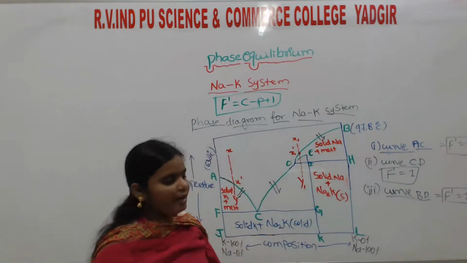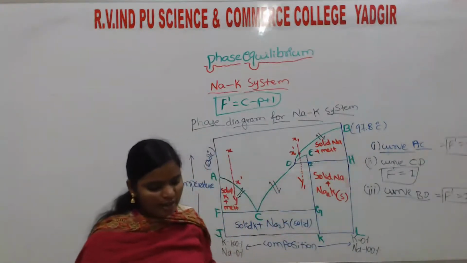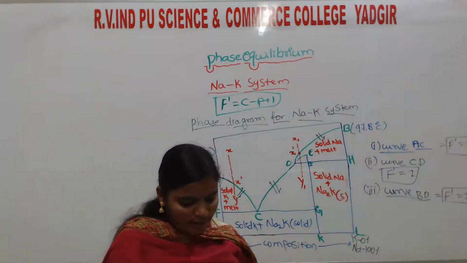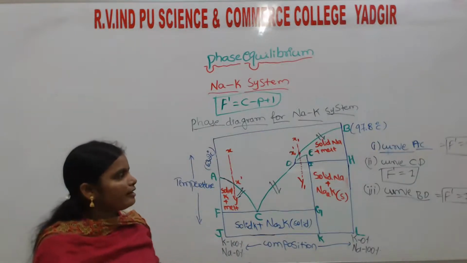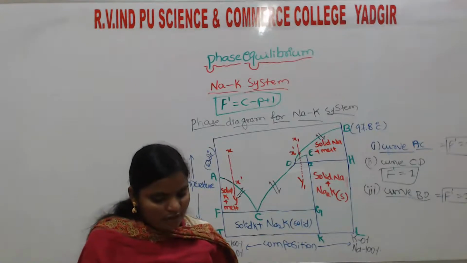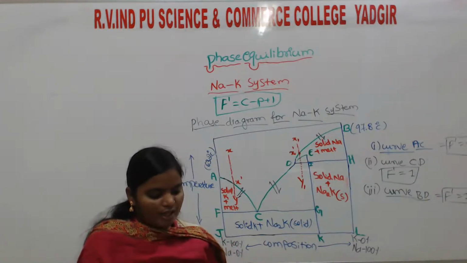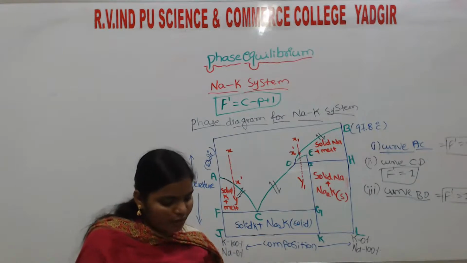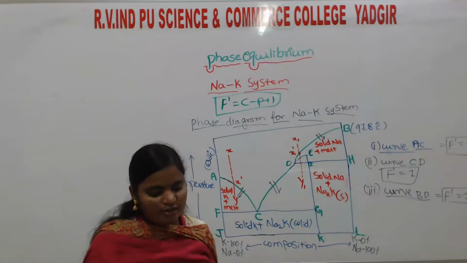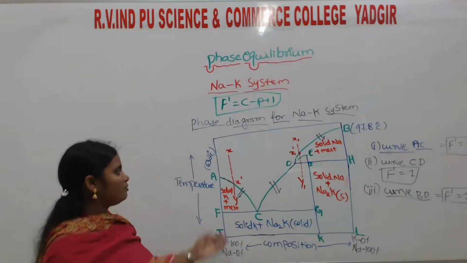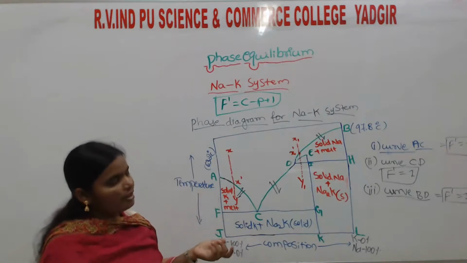Okay, next, points A and B. I already told that points A and B represent the melting points of K, that is solid, and sodium. Here, liquid potassium is in equilibrium with solid potassium, whereas liquid sodium is in equilibrium with solid sodium. Here, A solid and B solid equilibrium takes place.